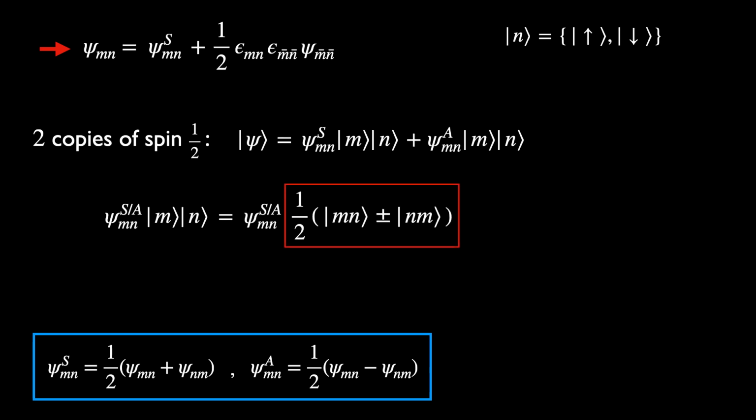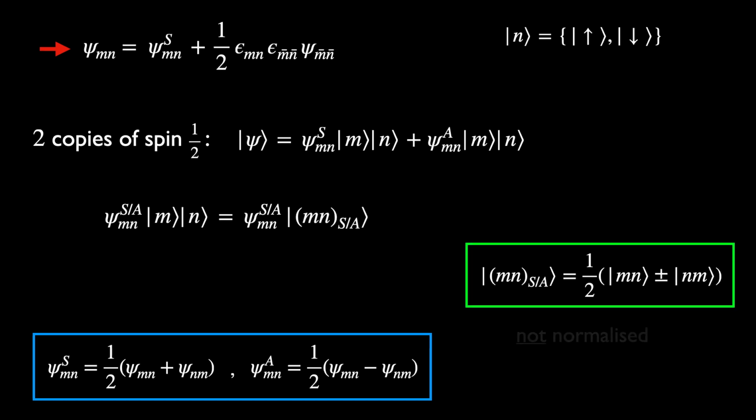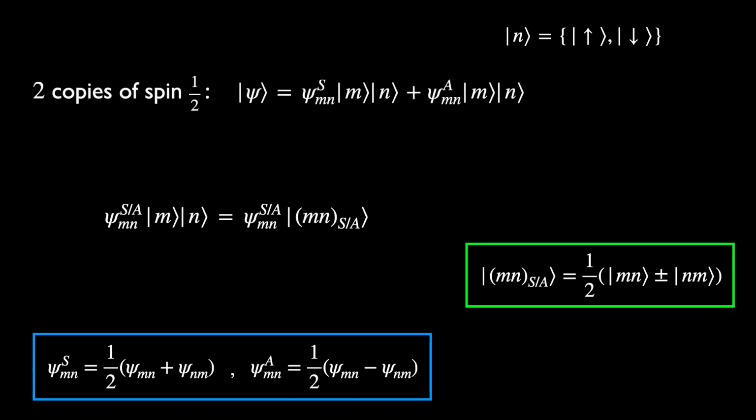We could define this state in the red box as a new state that has definite symmetry or anti-symmetry under the exchange of particles. Of course, this state may not be normalized yet, but that's okay. For now, we are more interested in its symmetric properties. Let's apply this back to our decomposition.